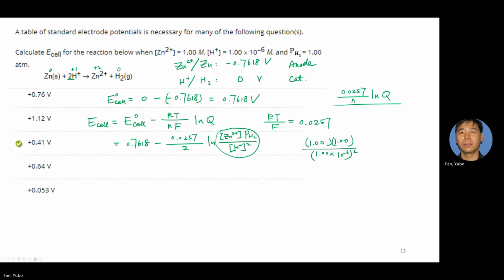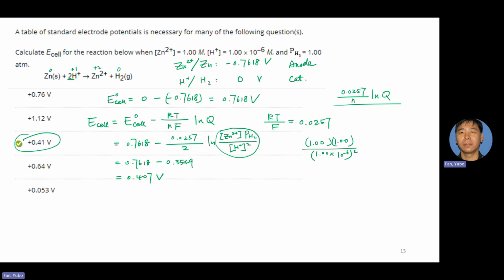Then we just replace these values shown here and finish the calculation. 0.7618 minus 0.3549. Then we have a new potential, 0.407 volts. We should be able to keep 3 significant figures. If we just keep 2, then we can find the closest one shown here.